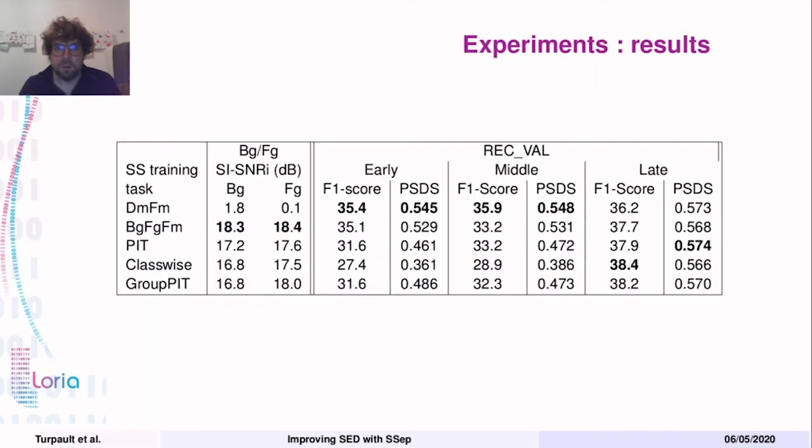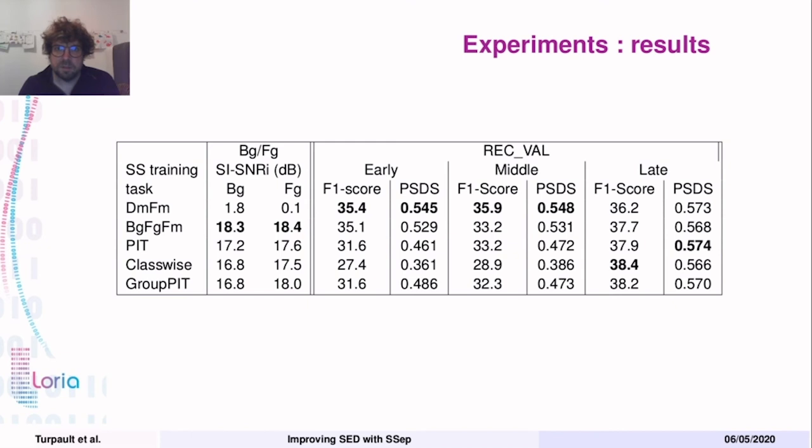Here is the performance we are obtaining. Regarding the sound separation performance, we have the best performance with the background, foreground, FUSS, the third line, which is developed exactly for this task, so it's not surprising. But it's not the best performance in terms of sound event detection. In terms of sound event detection, we obtain the best performance with the late integration. And we obtain the best performance with the PIT training in terms of PSDS, or with the class-wise training.